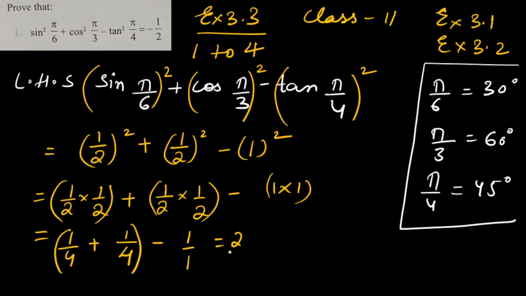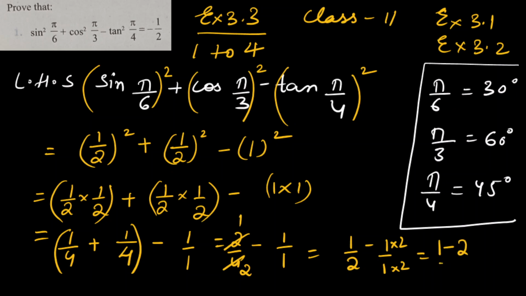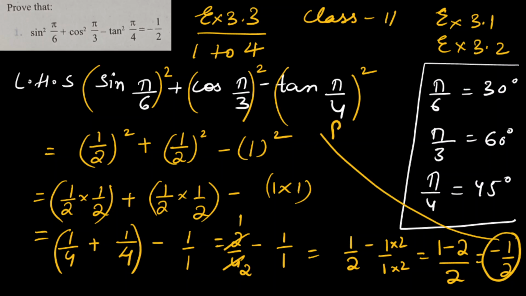So here I get 2 by 4 minus 1 by 1. For 2 by 4 I can do cancellation: 2 into 1, 2 into 2. So 1 by 2 minus 1 by 1. There I'll multiply numerator and denominator by 2. So this will become 1 minus 2 by 2, which equals minus 1 by 2. And minus 1 by 2, if you see, is our right hand side also. So the first one we have proved.